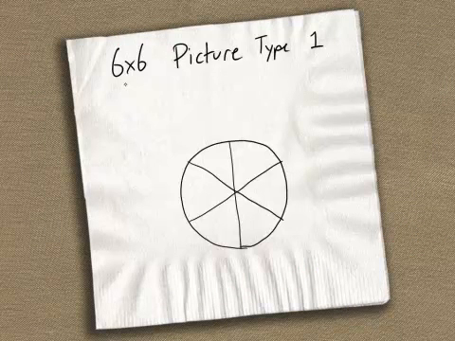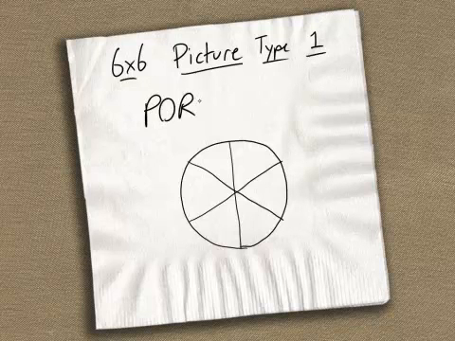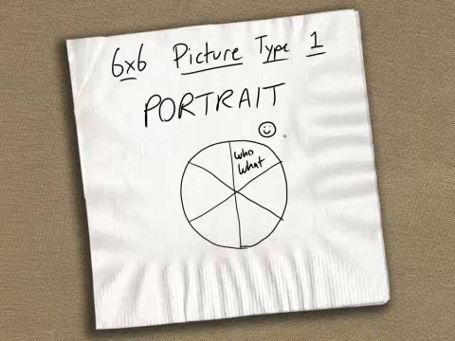Our lesson now is going in detail on 6 by 6 picture type number 1, which we know is called the portrait. Portrait is what we use to describe visually who and what, and it's the simplest possible picture of a person, a place, or a thing.